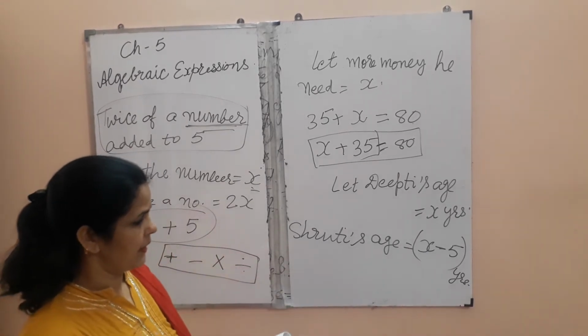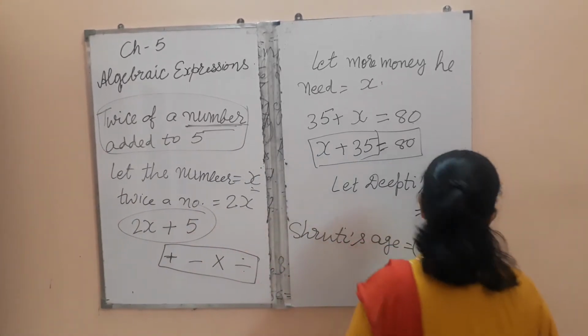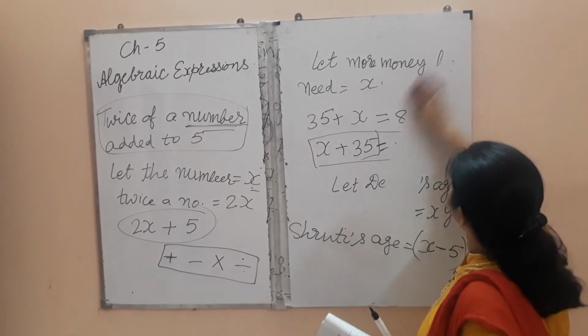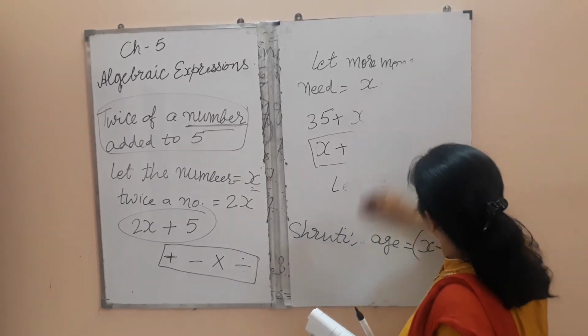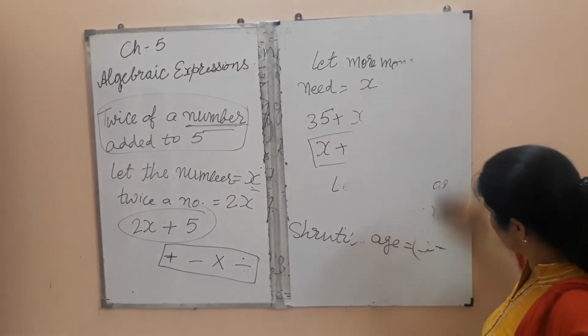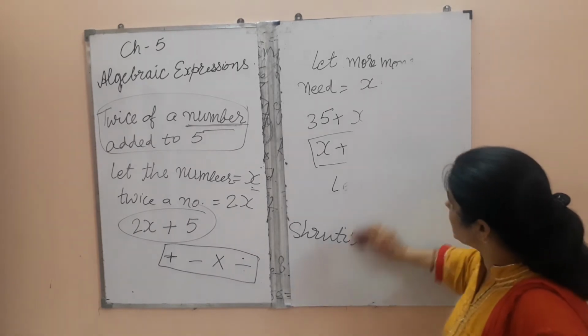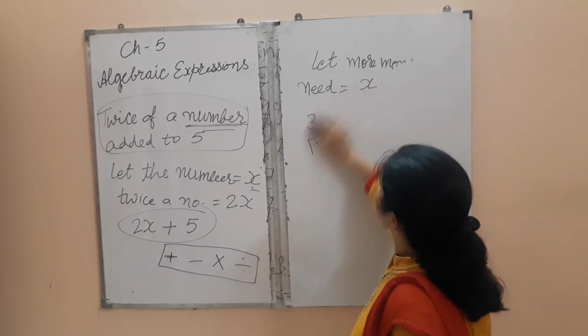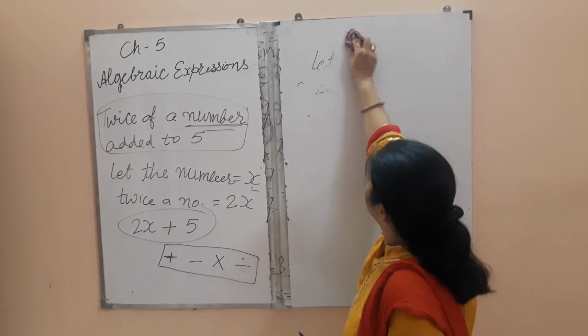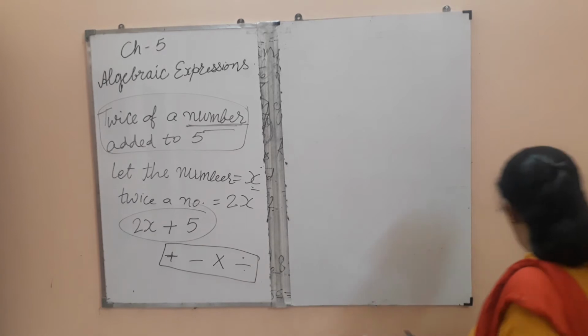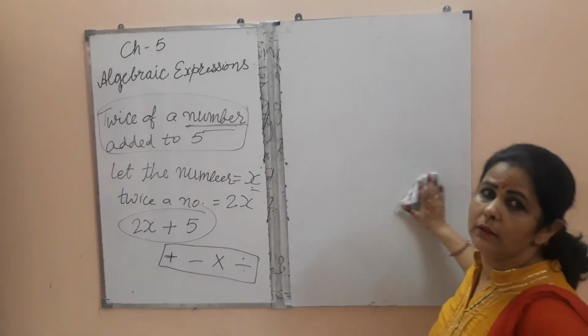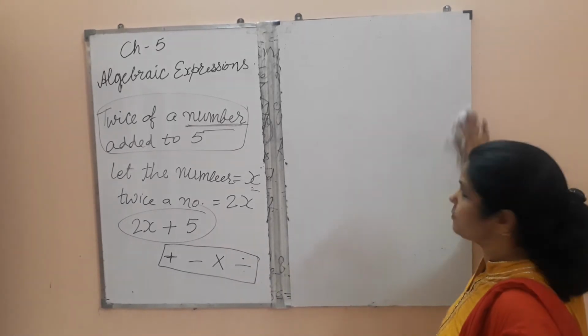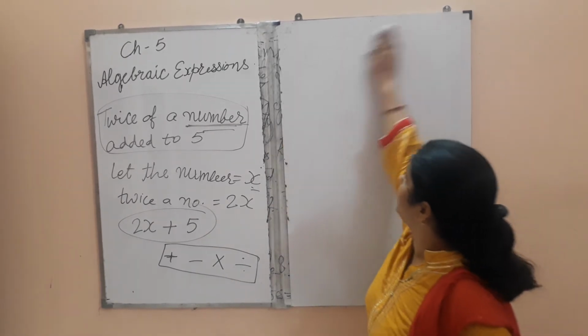Understood? You will understand that when you solve the questions. Then you can easily do them because they are not so new for you. In the previous class also, you have done these expressions and equations. So you will solve them very easily. Still, if you have any problem, you can call me on my personal number or message me on my WhatsApp number. You all know my number.